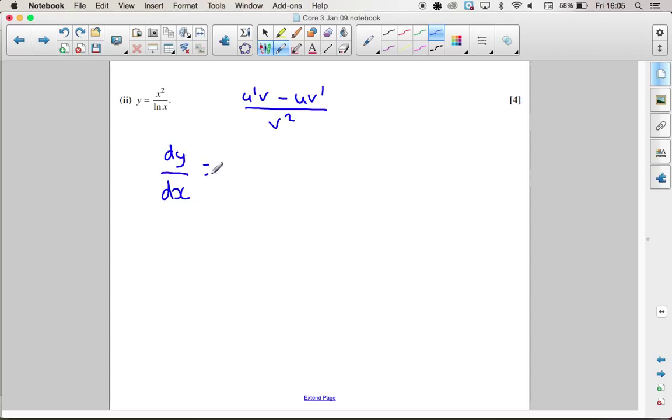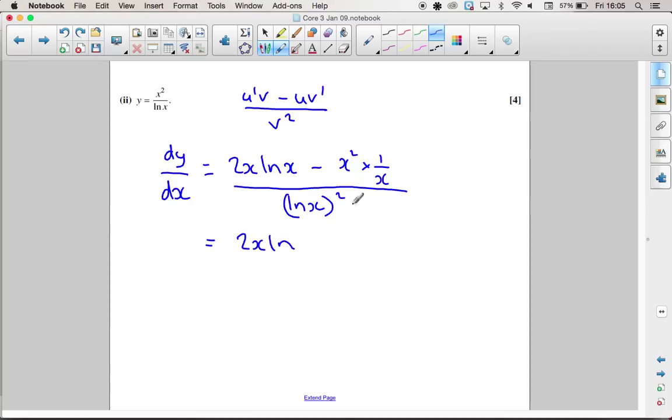So differentiate the first one, leave the second one alone, minus leave the first one alone, and times by the differential of the second one, all divided by the bottom one squared. I can simplify this x squared times 1 over x to just an x, to give me that. Again, we want to make this equal to 0 at the stationary point.